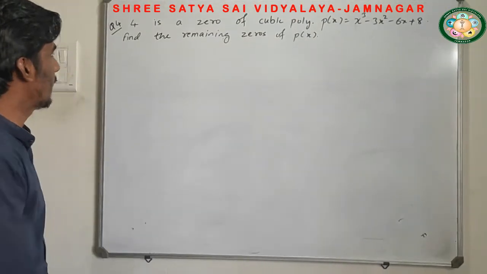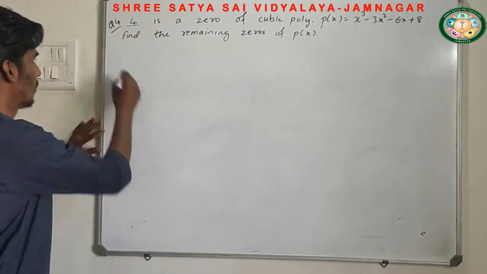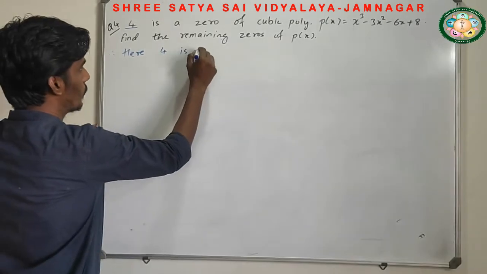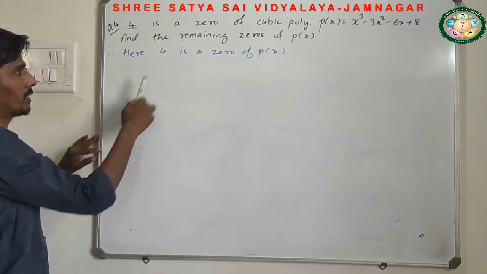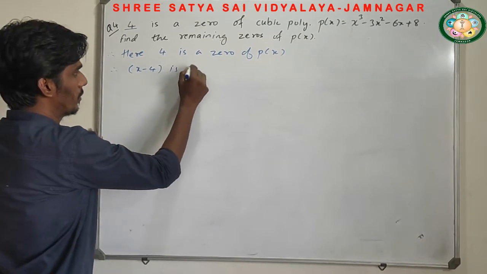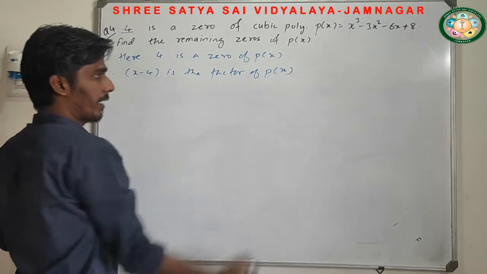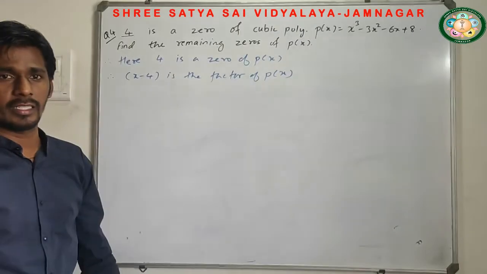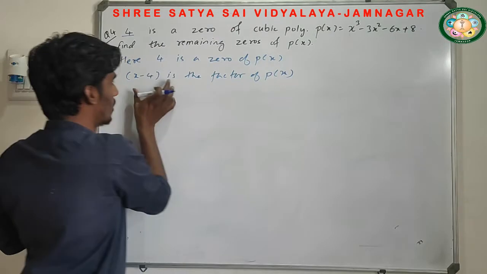One more example, here only 1 zero is given. So from this 1 zero we have to find out its factor. So here 4 is a 0 of p of x. So what will be its factor? Its opposite sign. Therefore x minus 4 is the factor of p of x. So this x minus 4 is a factor of this given p of x. Now you have to find out its remaining zeros. So from this factor I'm going to divide this p of x.